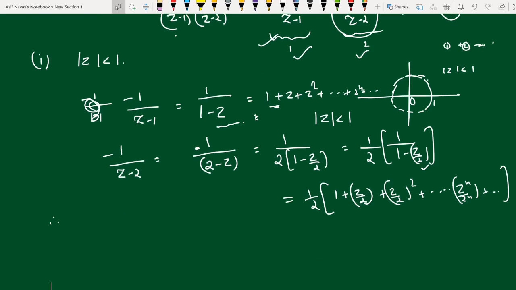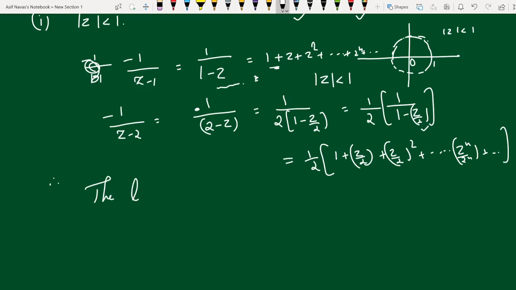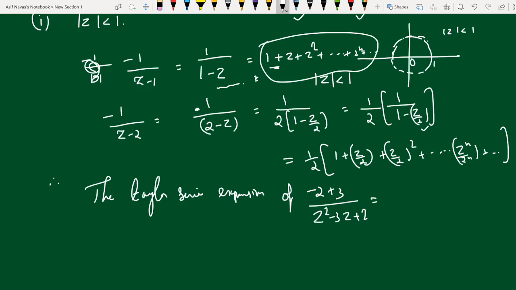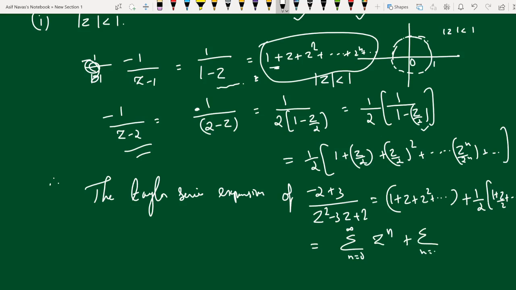Therefore, here it is analytic, so the Taylor or Laurent series expansion of minus 2z plus 3 divided by z square minus 3z plus 2 is equal to, what will be the Laurent series expansion? 1 plus z plus z square plus etc., plus the Laurent series expansion of this, 1 by 2 into 1 plus z by 2 plus etc. So you can write it as sigma n equal to 0 to infinity z power n plus sigma n equal to 0 to infinity z power n by 2 power n plus 1.